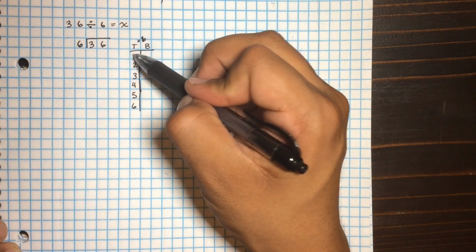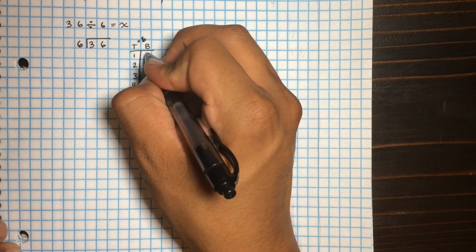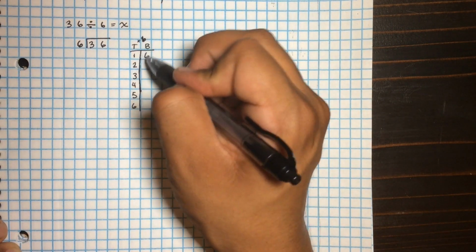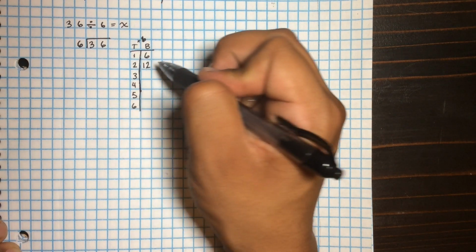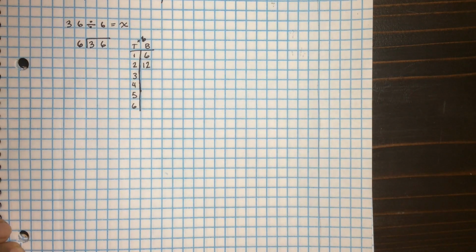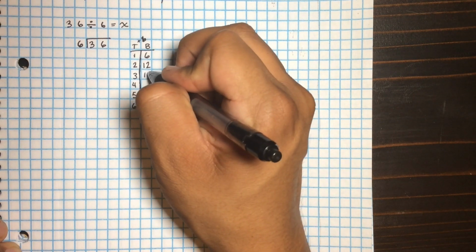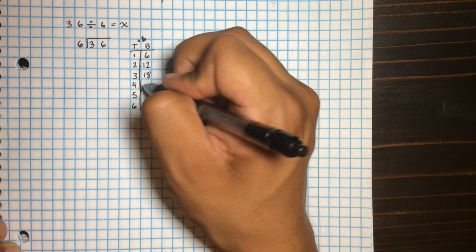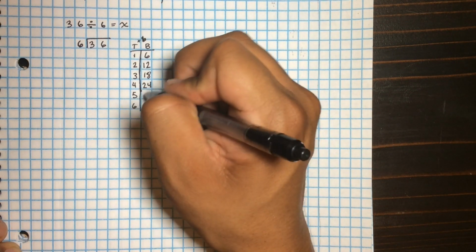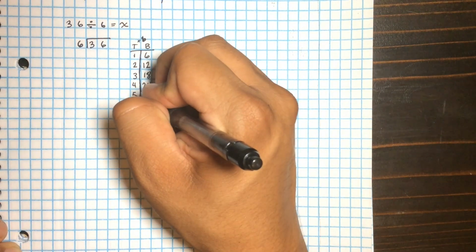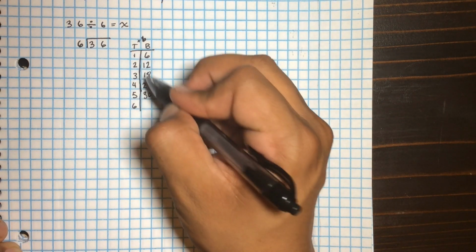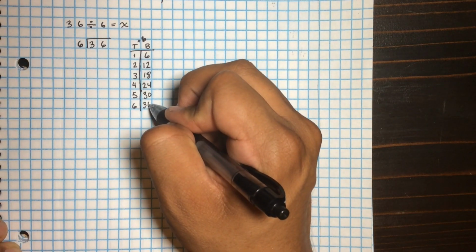Okay, so 1 times 6 gives me 6. 2 times 6 gives me 12. 3 times 6 gives me 18. 4 times 6 is 24. 5 times 6 is going to give me 30. And then 6 times 6 is going to give me 36.